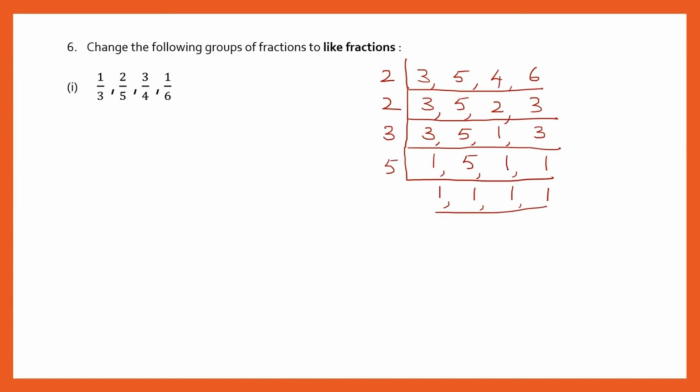Okay, now let me write down all these factors and find the LCM. So how many 2s are there? There are 2 2s. So 2 into 2 and then a 3 and a 5. So let me multiply this. 2 2s are 4, 4 3s are 12 and 12 5s are 60. So my LCM is 60.